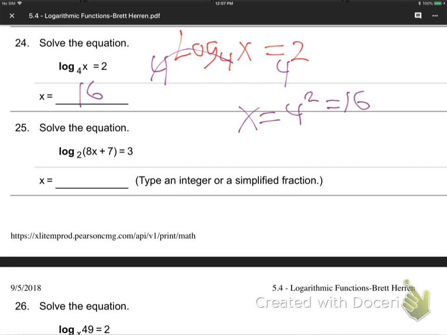Want to try number 25? Same thing on 25? Same thing will work for you. Go to the first screen here.